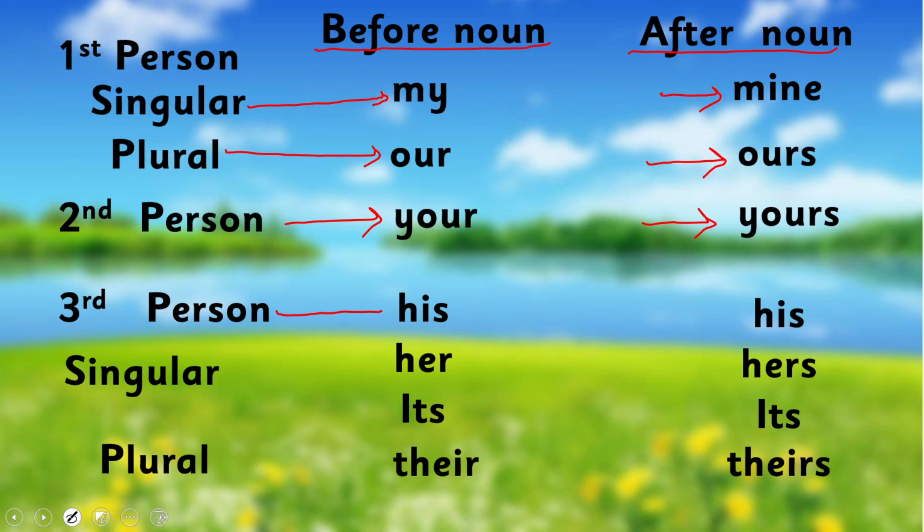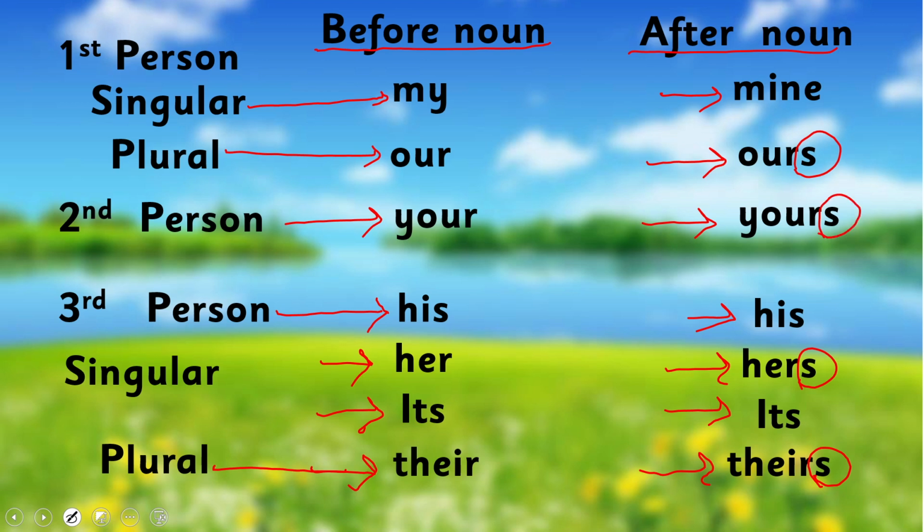For first person singular, it's his, and after noun it will remain the same. For female, her, and after noun it will be hers. Before, its, after, its. Before, for third person plural, it's their, and after noun it will be theirs. Now you see, to show more, when we use it after noun, we just add an s with a few, and only my changes into mine.